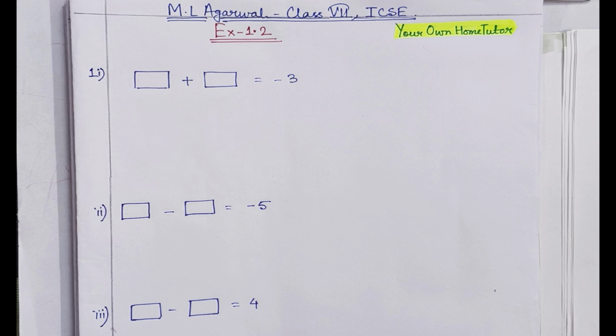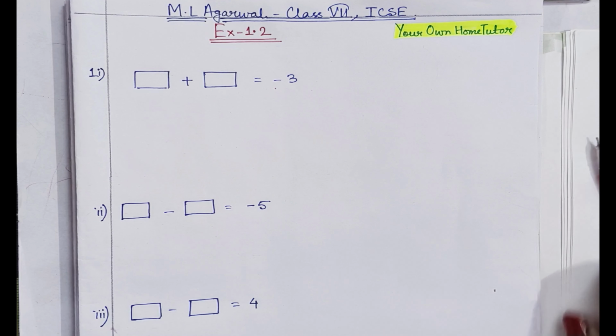I am Ria. Today we will be solving exercise 1.2 from integers from the book M.L Aggarwal for Class 7 ICSE. So let's begin solving the exercise. The first sum here says that we need to find a pair of integers whose sum will be minus 3. So let us see which all integers we can take and whose sum will be minus 3.